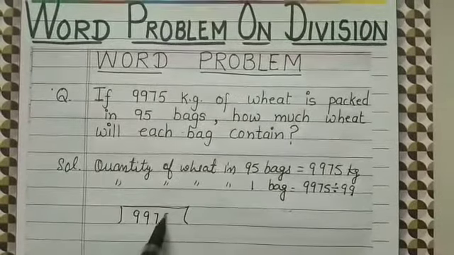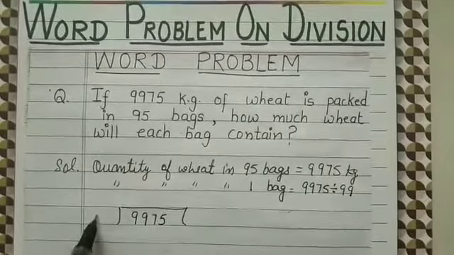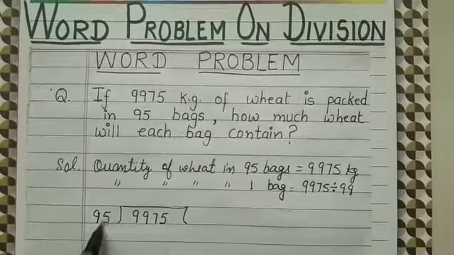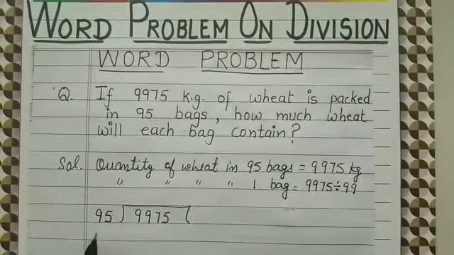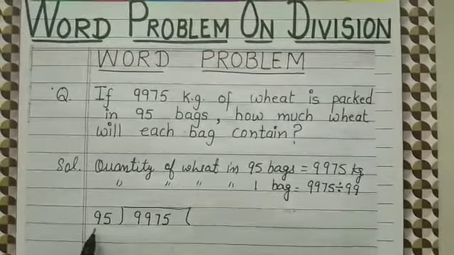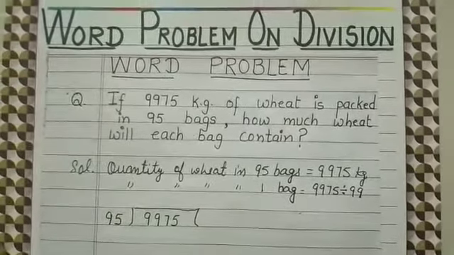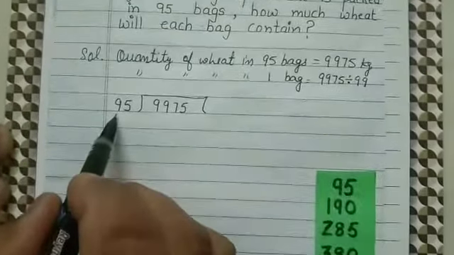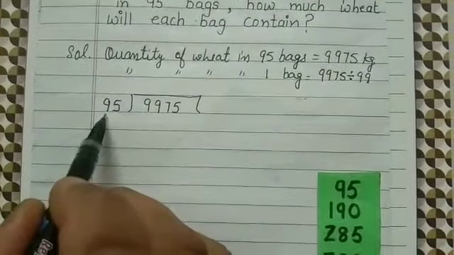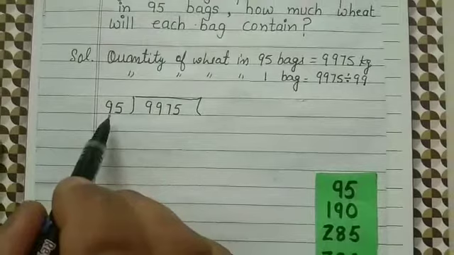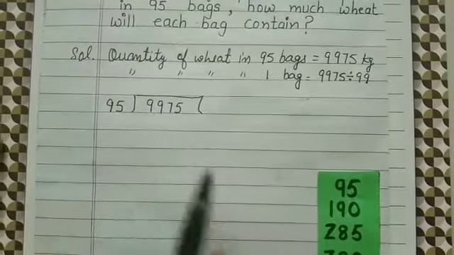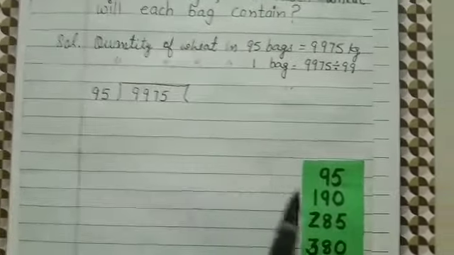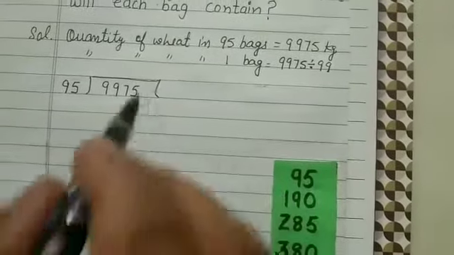9975 is our dividend and 95 is our divisor. Now prepare the table of 95. I already prepared this table here. Let's start to divide. 95 is the divisor. Look at the table. Which number is less than or equal to 99? Here it is 95.